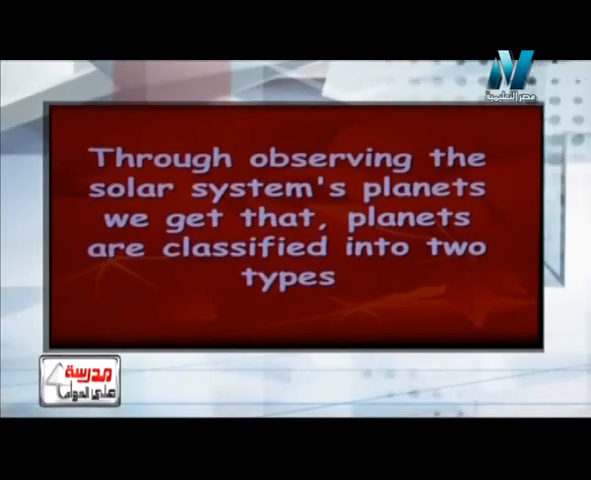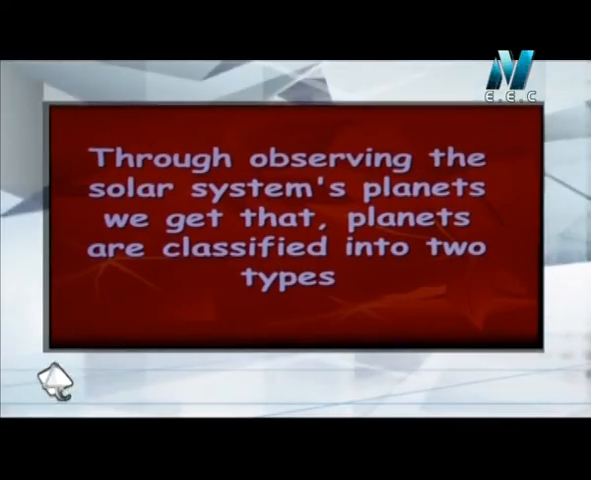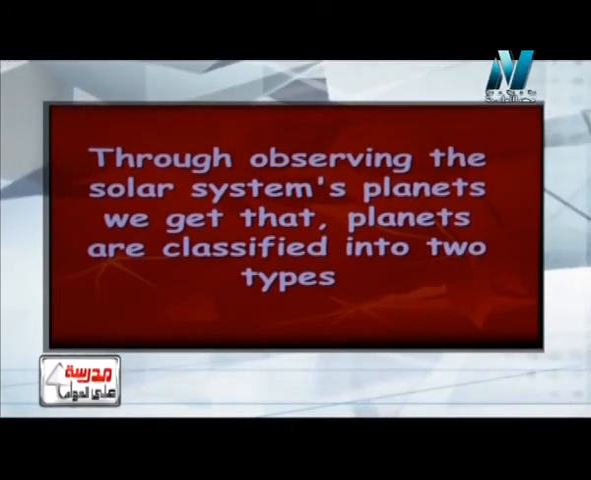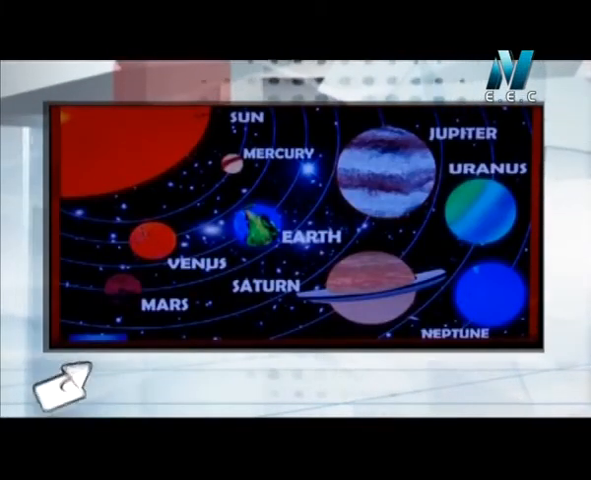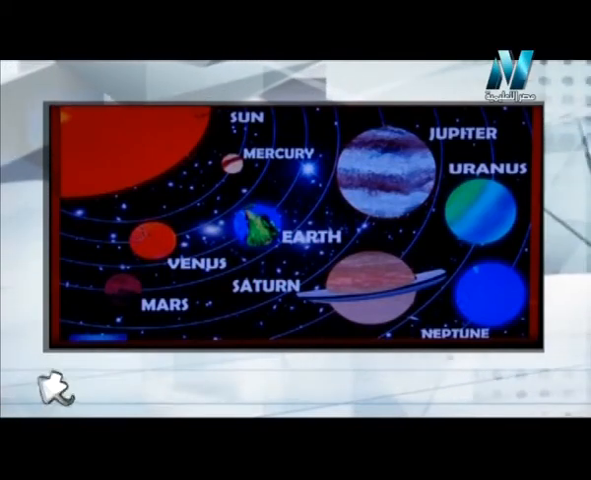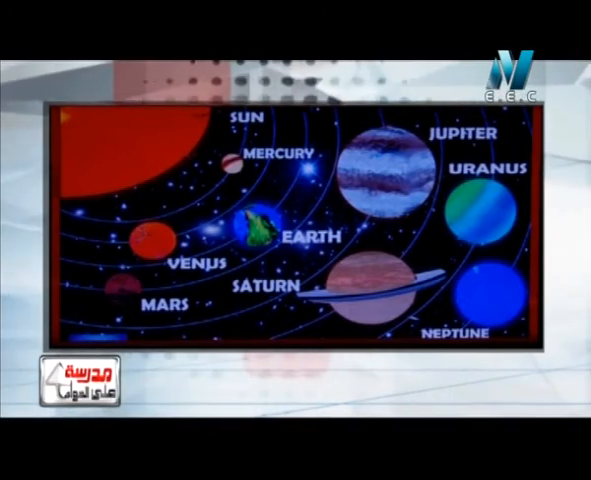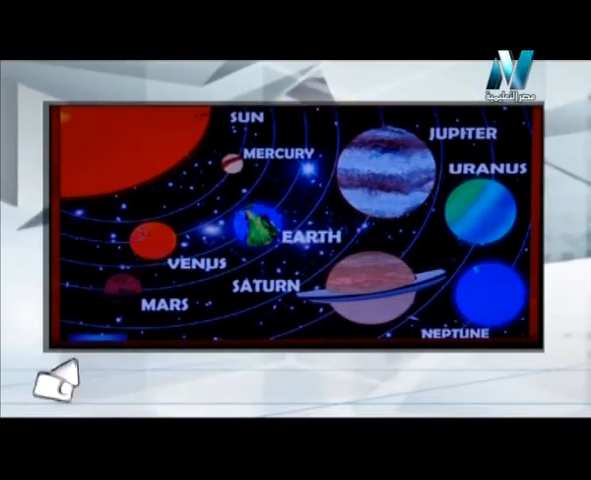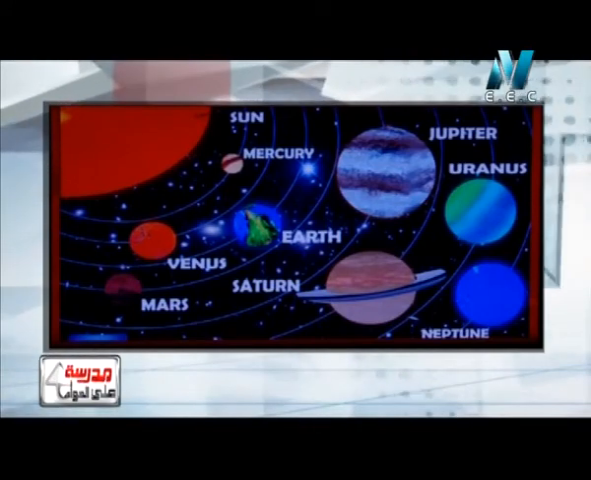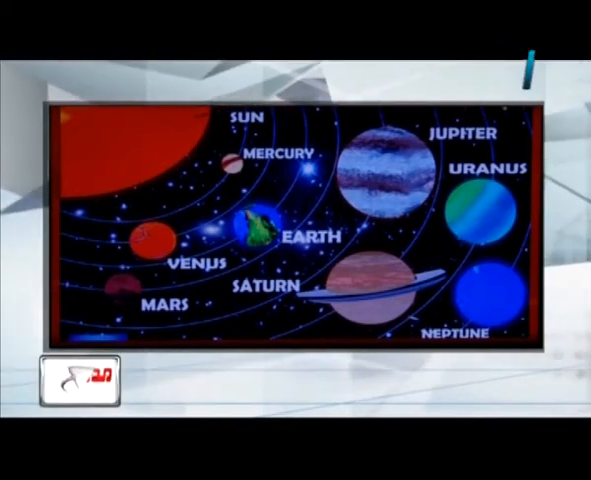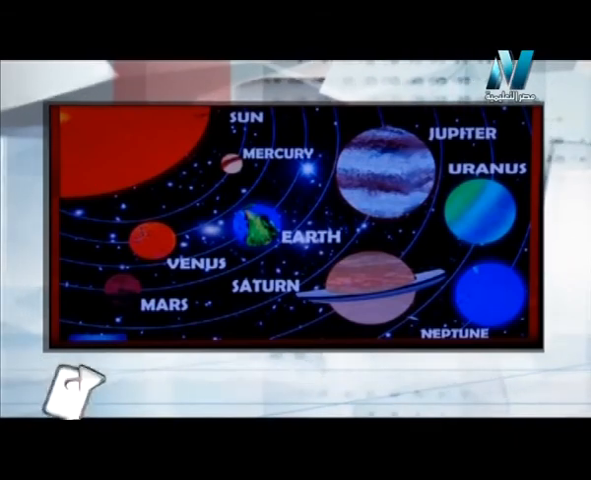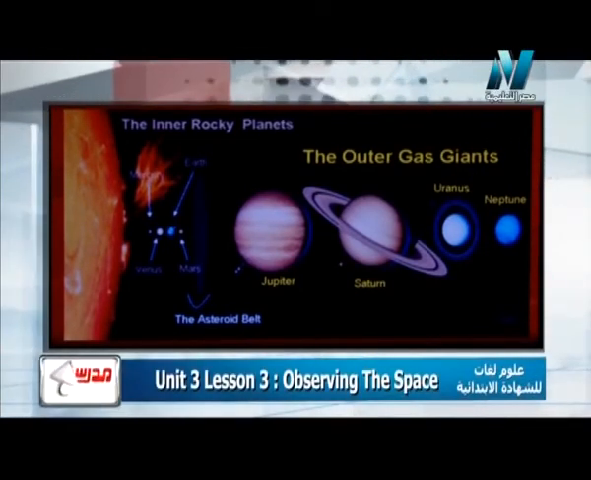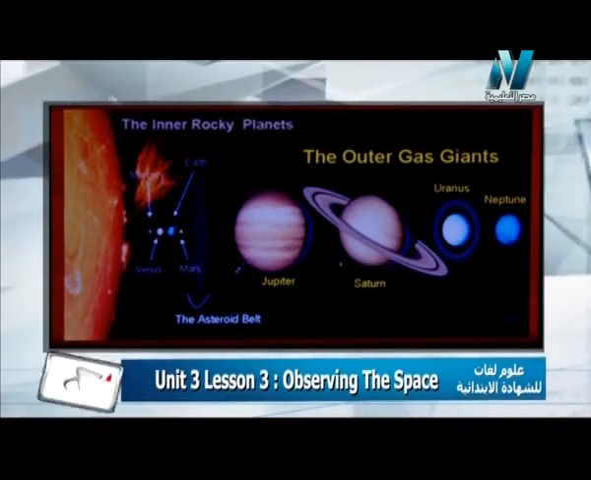Through observing the solar system planets, we know that the planets are divided into 2 types: the inner planets, which are Mercury, Venus, Earth, and Mars, and the outer planets, which are Jupiter, Saturn, Uranus, and Neptune. We conclude an important piece of information: the inner planets, Mercury, Venus, Earth, and Mars, are very small and consist of rocks.